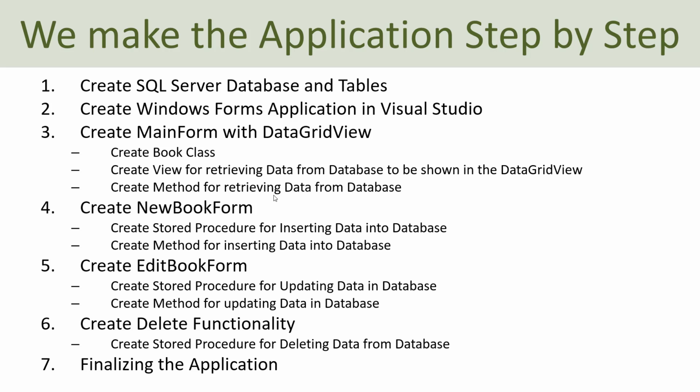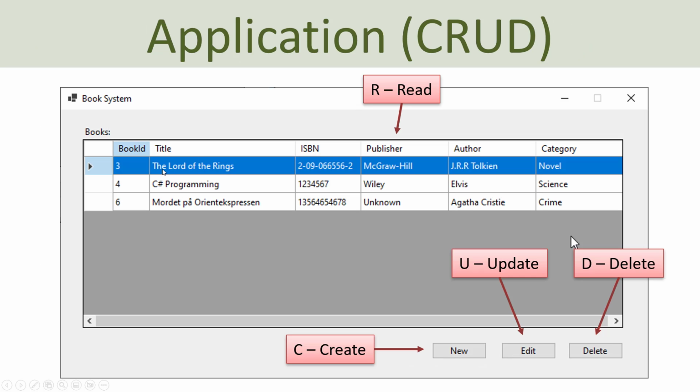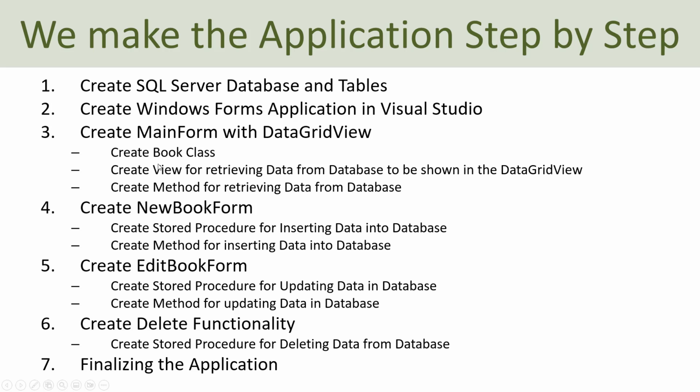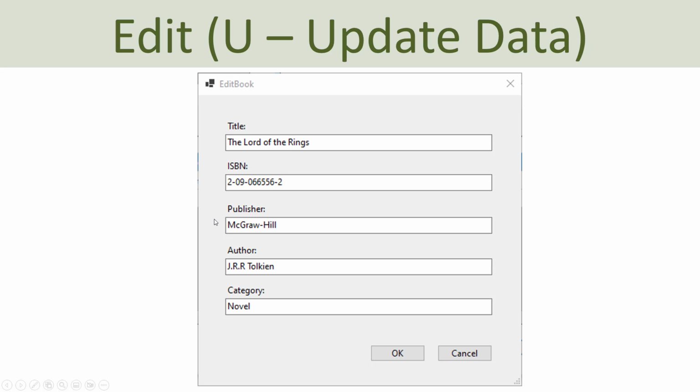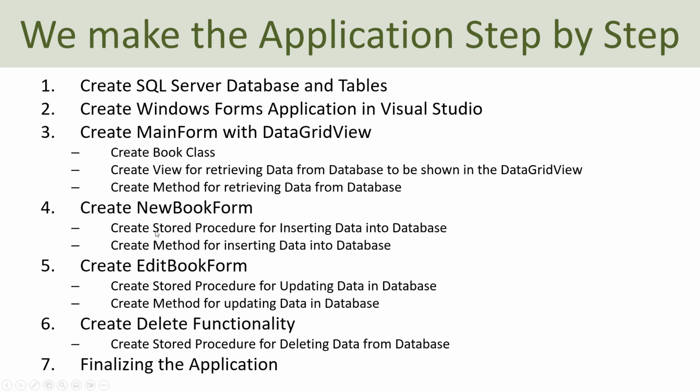So we make this application in iterations, or step by step. We first start by creating an SQL Server Database and the necessary tables. Then we create a Windows Forms application in Visual Studio. Then we start creating the main form, and in the main form, as you saw in this example, there is a data grid view. And then we will create the necessary classes. We will create a database view for retrieving data, etc. Then we will create a new book form, which is this one. And here we will create a stored procedure for inserting data into the database, and we will create a method for inserting the data into this database using this stored procedure.